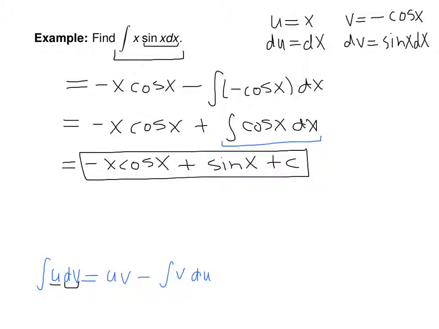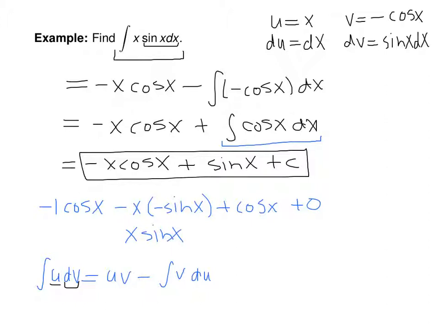And let's just verify that this actually worked by checking to see if the derivative of our solution gives us back what was inside the integral. So apply the product rule to the first portion. The derivative there will be negative 1 times cosine x minus x times negative sine x. The derivative of sine is cosine x. C's derivative is 0. Now the cosine x's cancel, and we just get x sine x as expected.